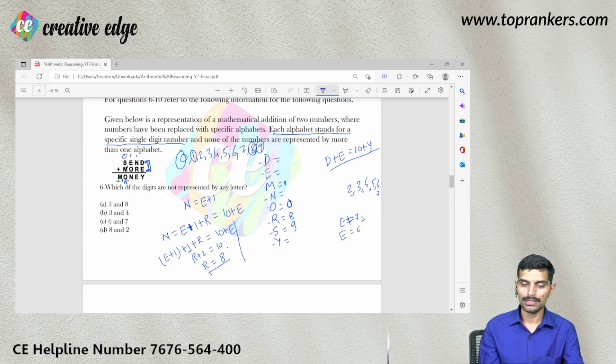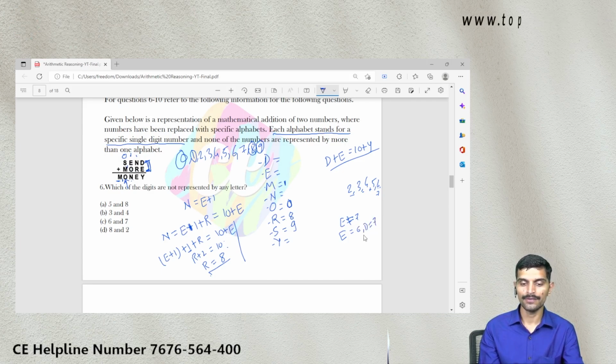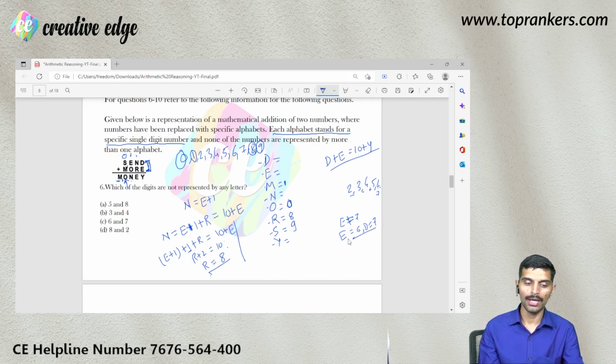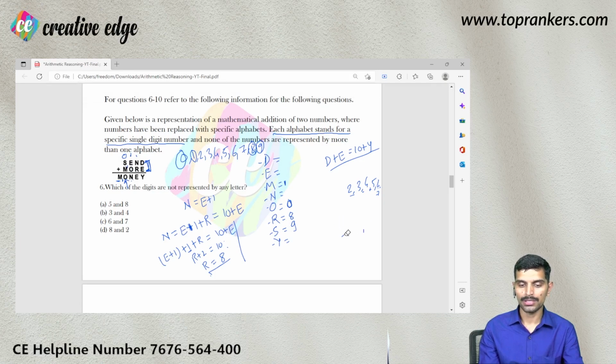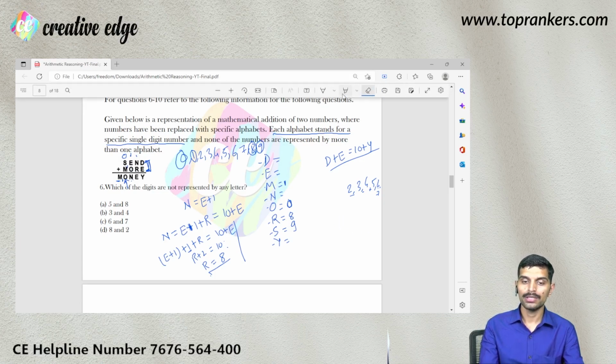So if E is 6, D has to be 7, and this case cannot happen because E plus 1 is N. So N and D will have the same values. So this is not happening as well. So I can surely say E is not equal to 7 or 6. E cannot have value 6. E cannot have value 7.